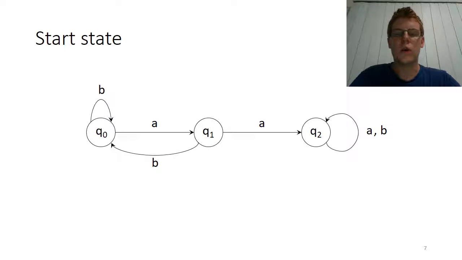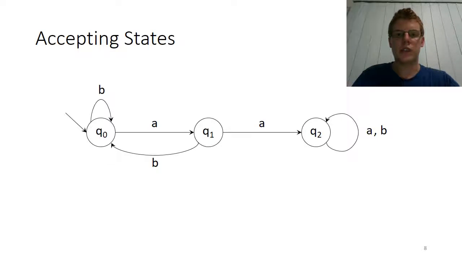We designate one of the states of the machine as a special start state, and this is the state that the machine begins all of its computations in. On the diagrams that we use, we represent this by an arrow coming from nowhere into that state. So in this particular instance, the start state would be state Q0.